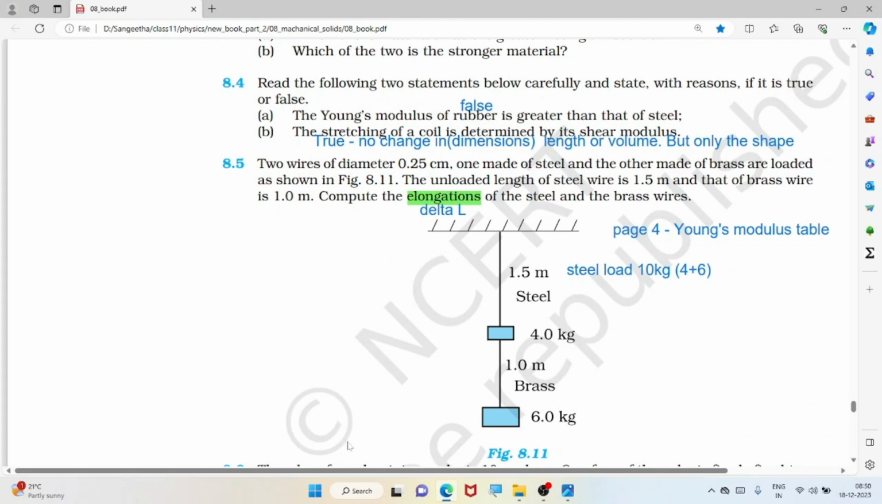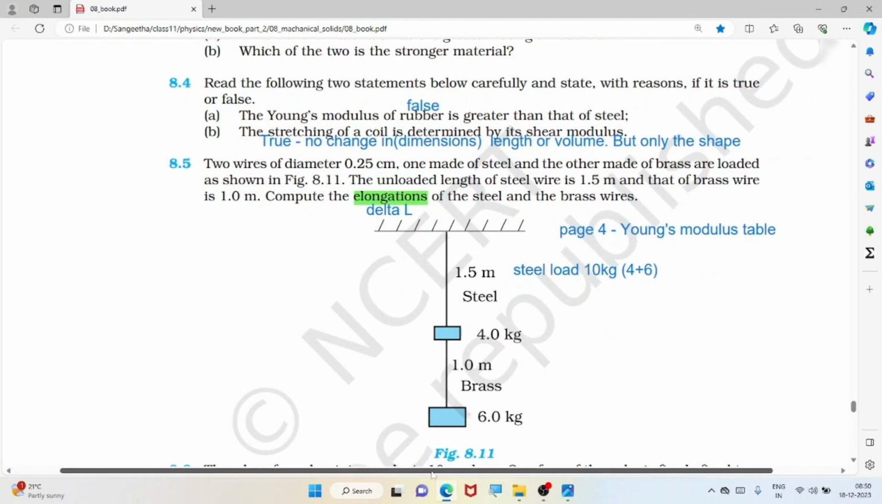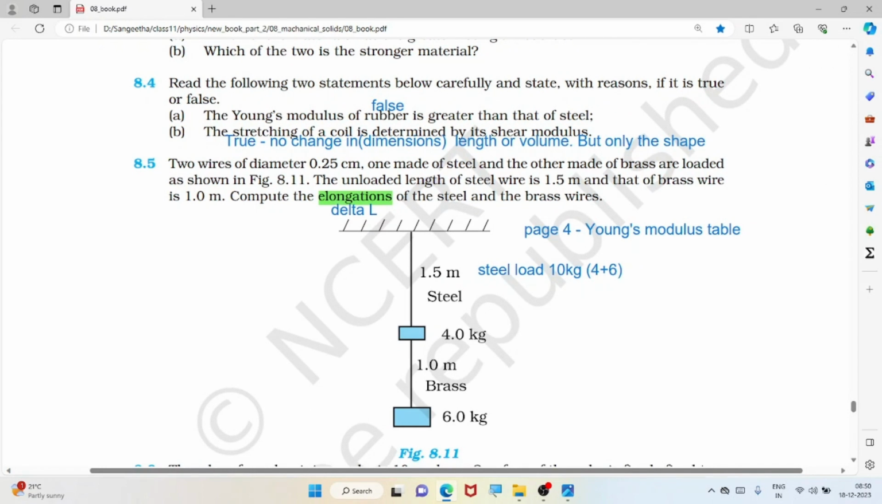Read the following two statements. State the reasons, whether it's true or false. The Young's modulus of the rubber is greater than that of steel. A rubber you can easily strain, so that is false. Steel has the higher Young's modulus.